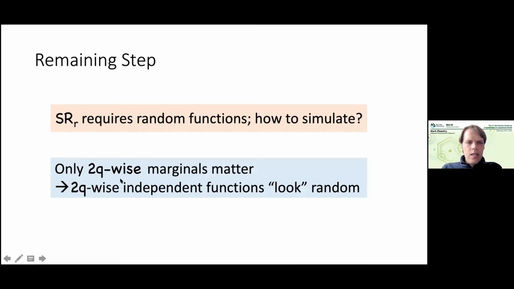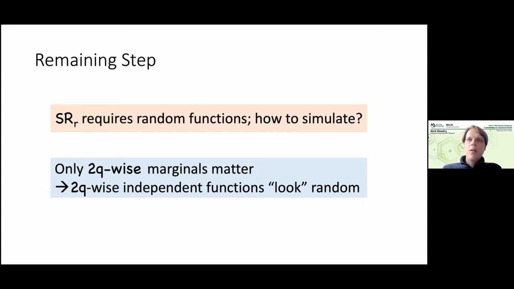But that's actually easy. We can use this theorem based on the polynomial method to conclude that only the 2q marginals matter for any distribution of oracles. And so we can actually simulate a random function by just using a 2q-wise independent function. And these will look random to any attacker making only q queries.